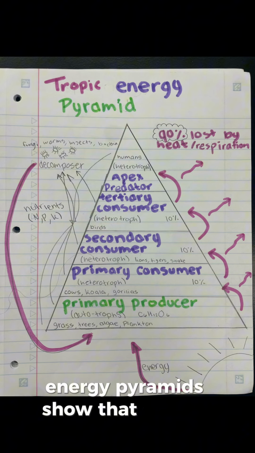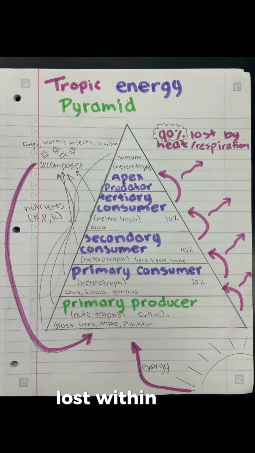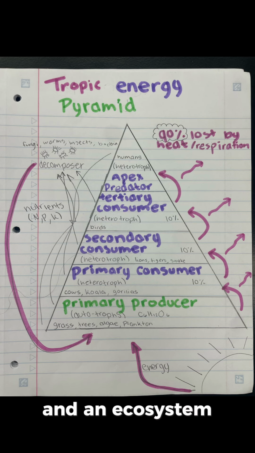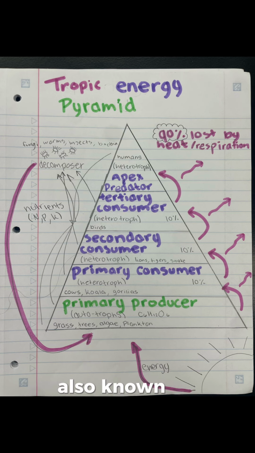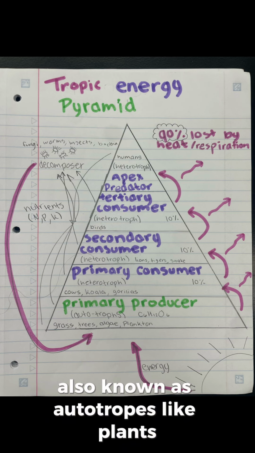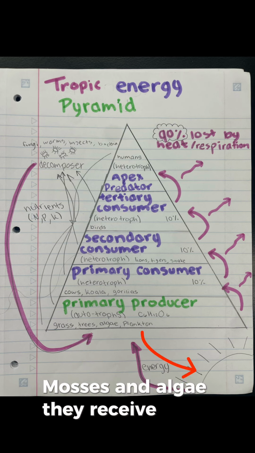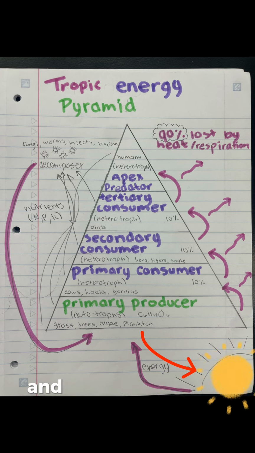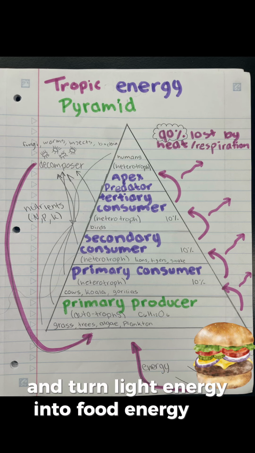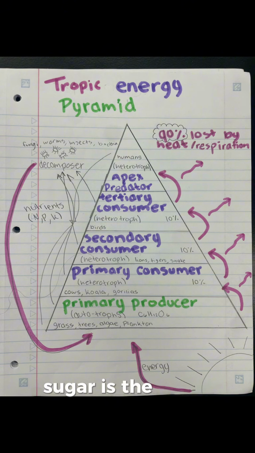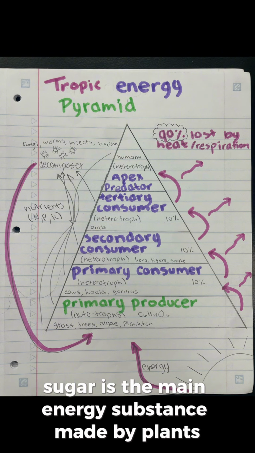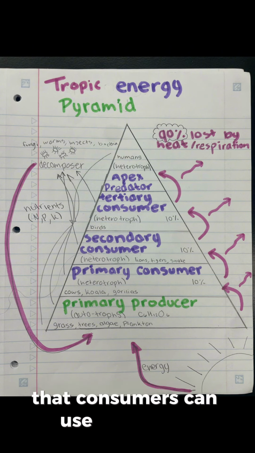Energy pyramids show the energy gained or lost within the trophic levels in an ecosystem. At the bottom of the food chain are primary producers, also known as autotrophs, like plants, mosses, and algae. They receive their energy from the sun and turn light energy into food energy for consumers during photosynthesis. Sugar is the main energy substance made by plants that consumers can use for energy.